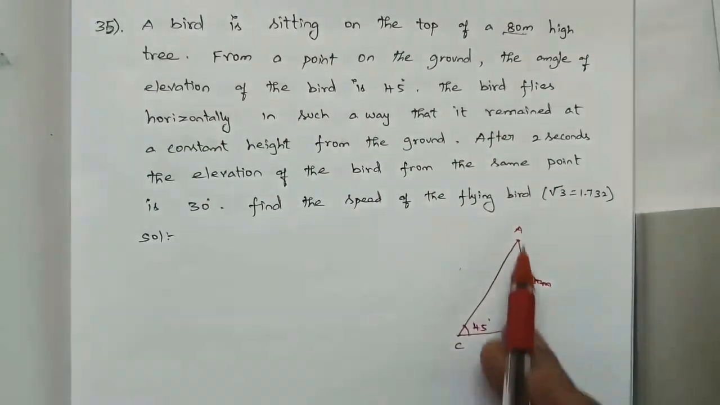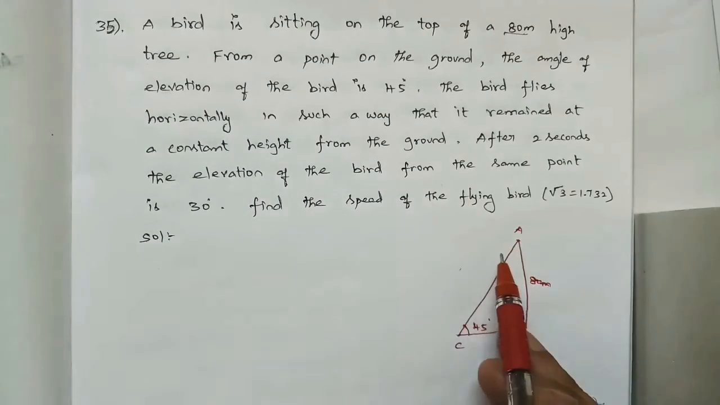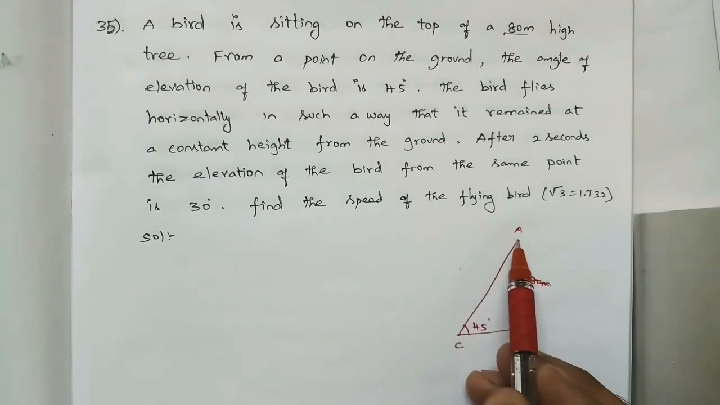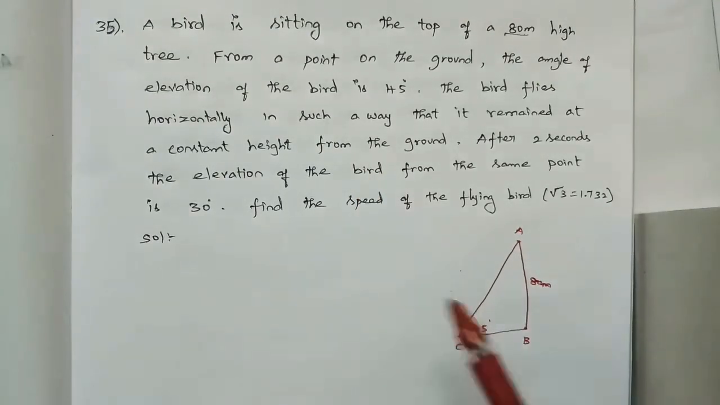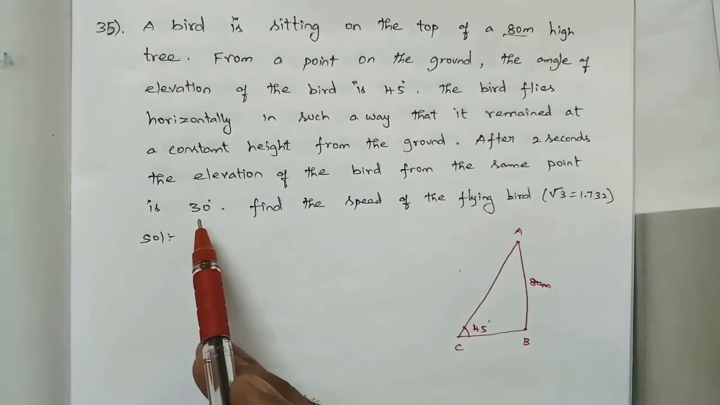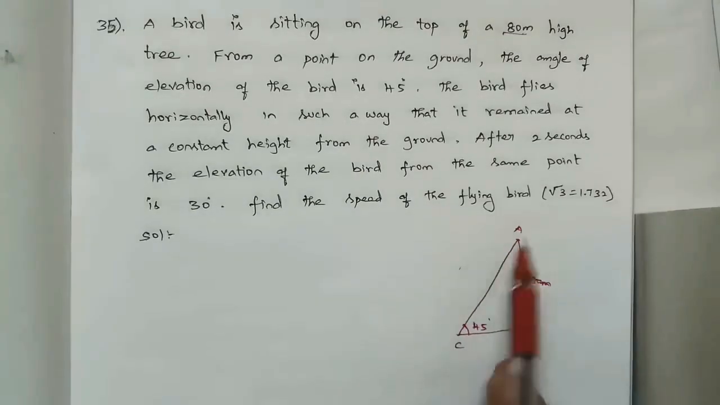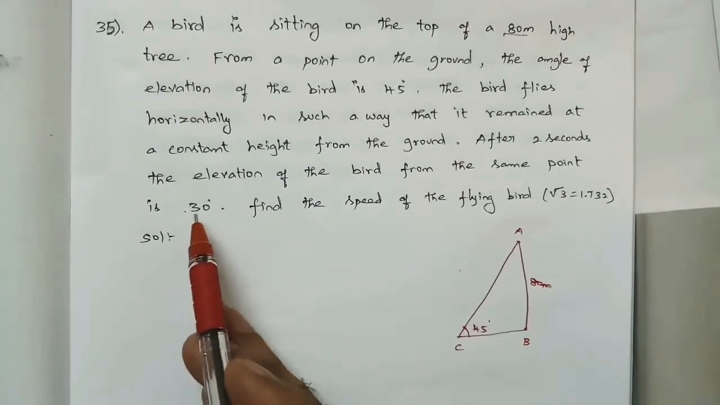The bird flies horizontally in such a way that it remained at a constant height, right? So already, what is the height of the tree? 80 meters. From that height, the bird is flying horizontally. Whether the bird is flying this side or that side, we don't know that. We have to come to the conclusion by seeing the angle of elevation, right?